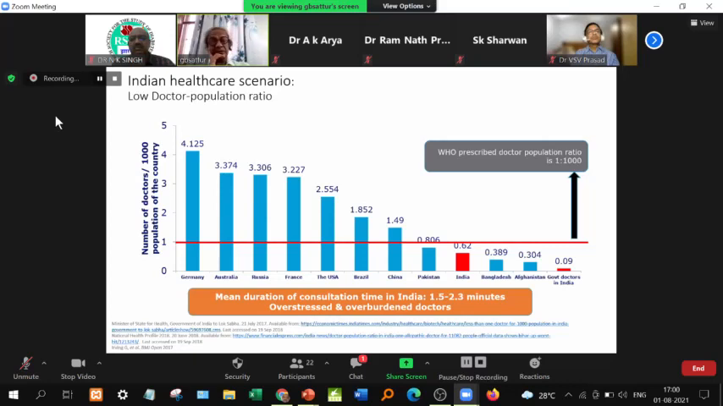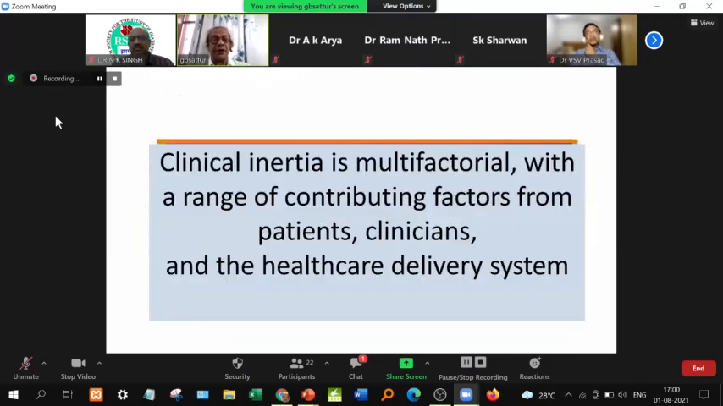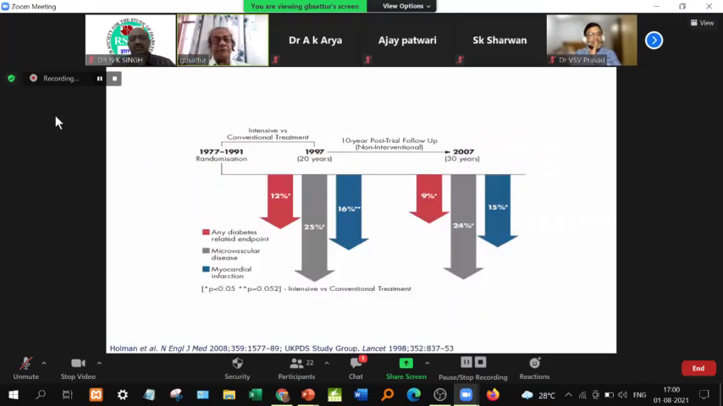So whether this decision is right or not, maybe this is out of the purview of this lecture. The idea of this slide is that in India, each patient deserves around 2.3 minutes only. Maybe the super specialists take a bit more time. So in short, clinical inertia is multifactorial with a range of contributing factors. It involves the patients, the clinicians, and the healthcare delivery system.